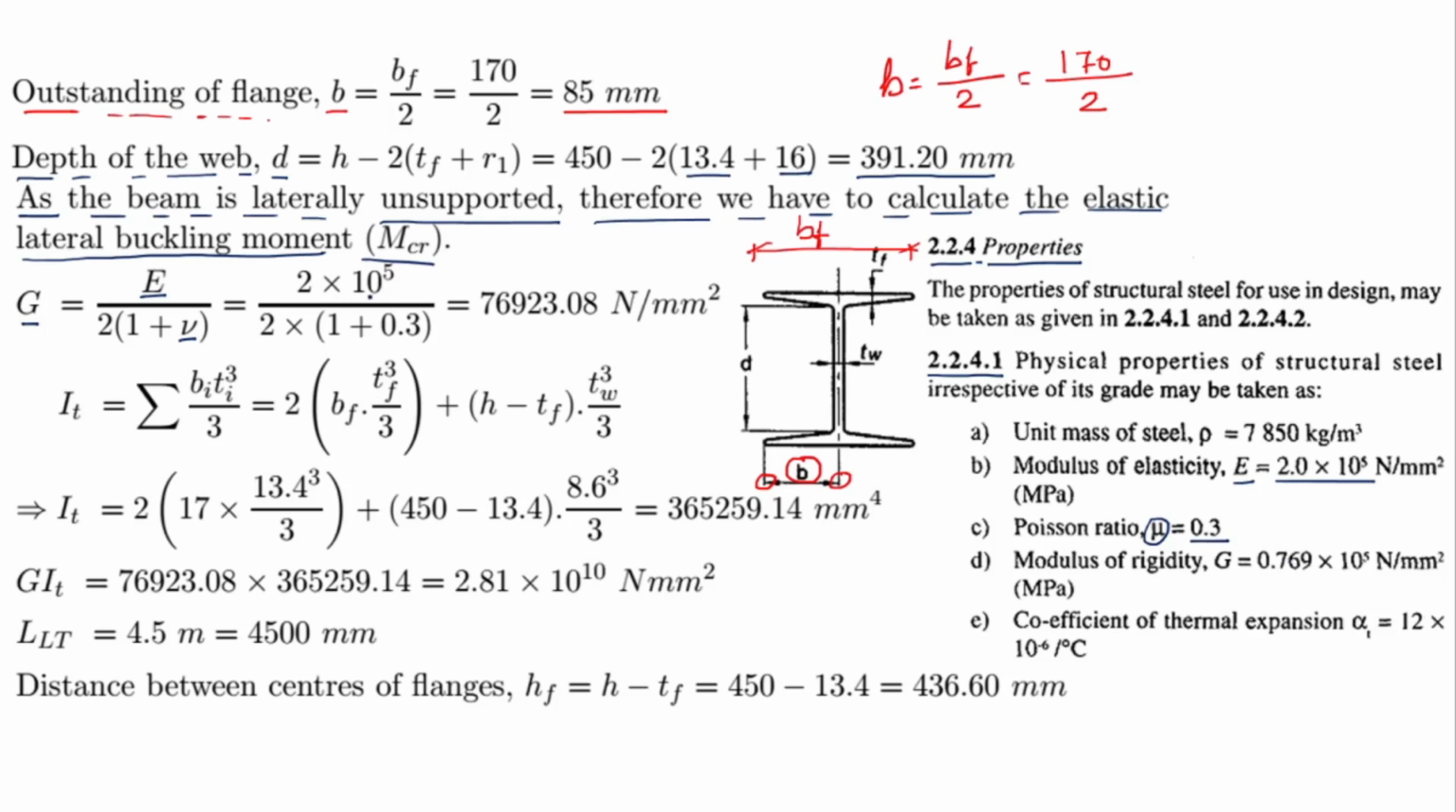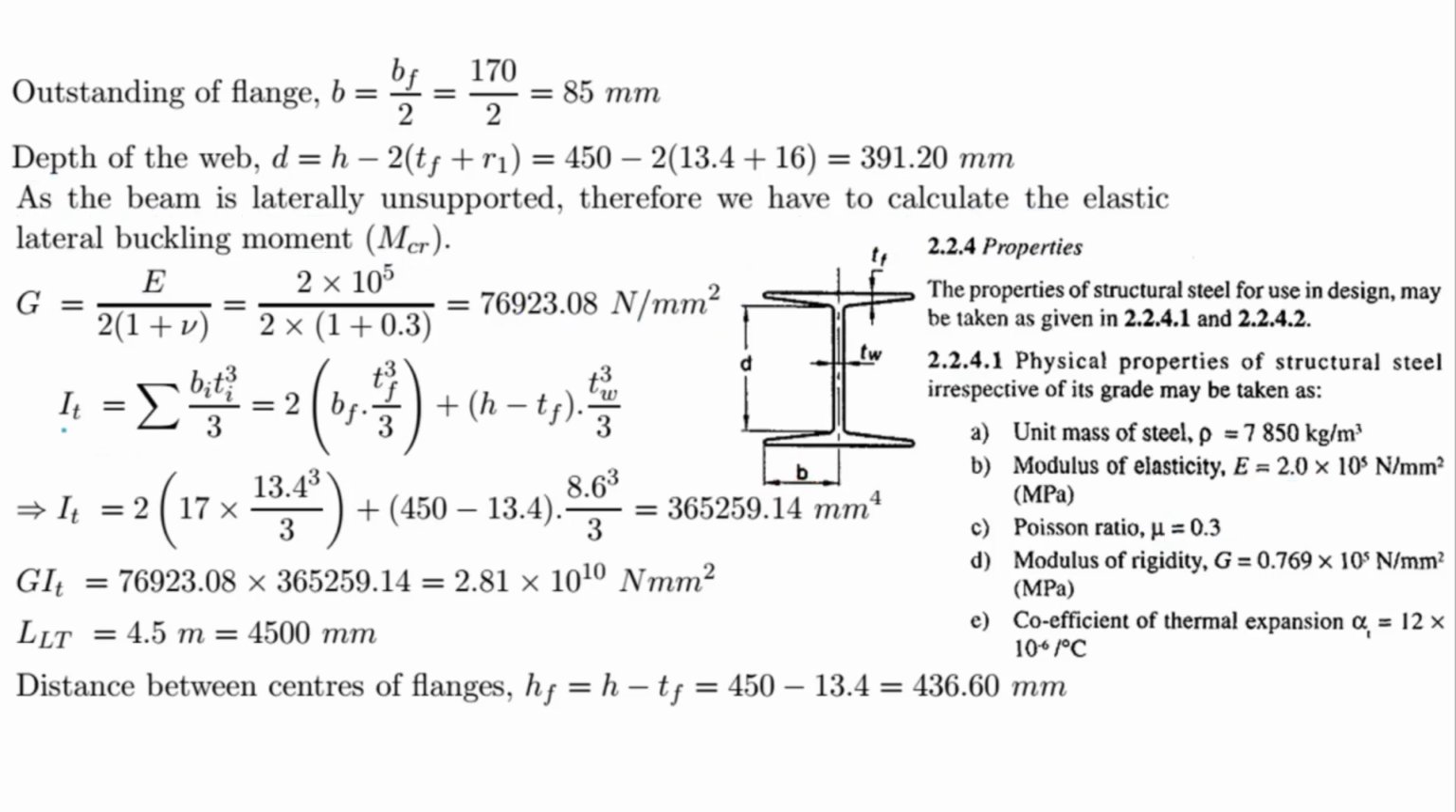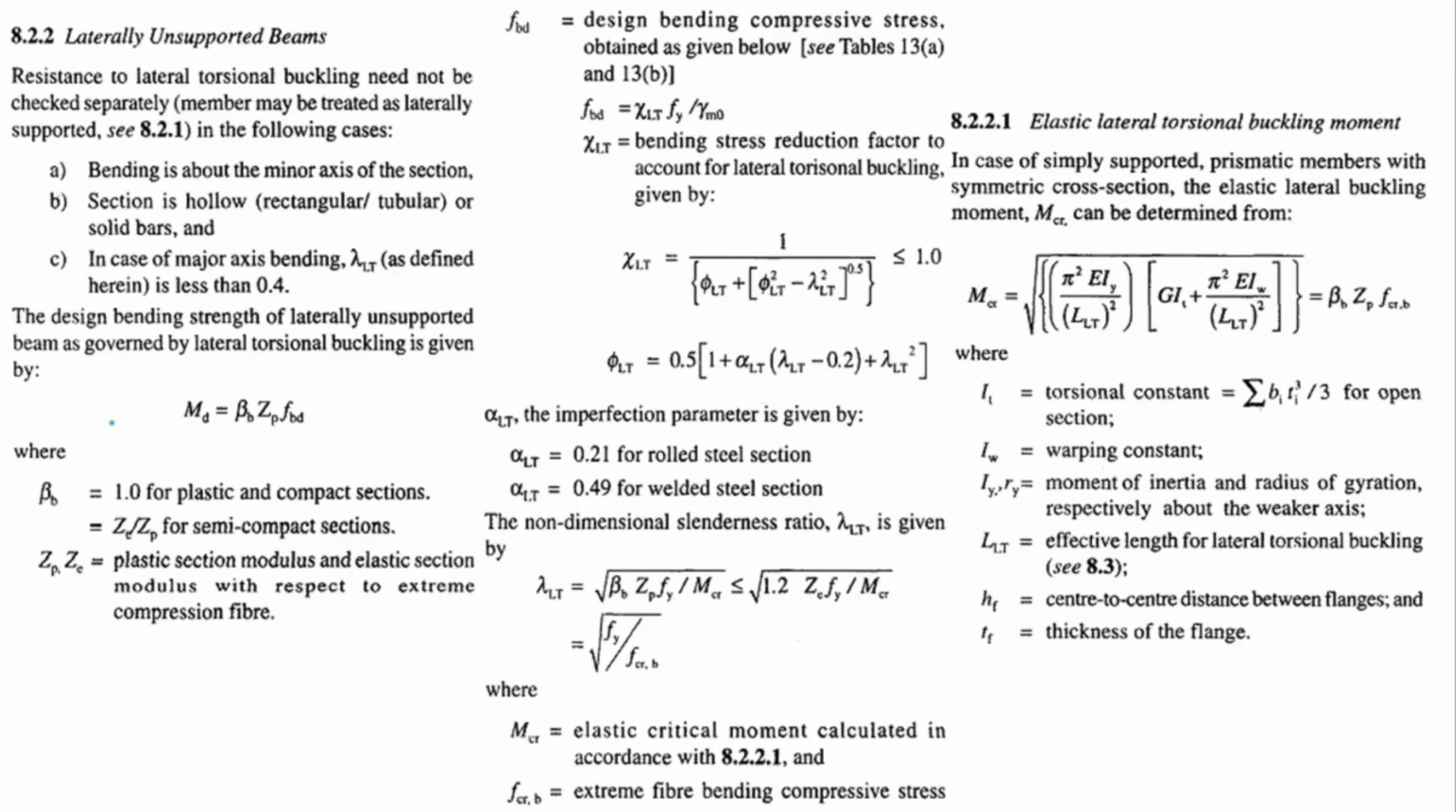So after putting the values of E and mu, we shall get the modulus of rigidity as 76923.08 Newton per mm square. Now we have to calculate IT. If we follow clause number 8.2.2.1, the IT is given.